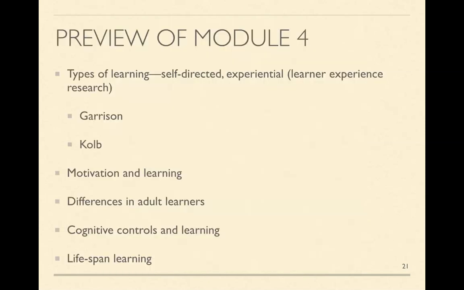So that concludes the major points for our Module 3 content. For Module 4, we're going to look at types of learning, such as self-directed, experiential, or learner experience research. We're going to look at a couple of theorists, Garrison and Kolb. We're going to look at motivation and learning in general, and get into more detail on that. Of course, differences in adult learners, our cognitive controls, and controls in learning. And we're going to look a little bit more into lifespan learning and how that applies to us as adult learners.